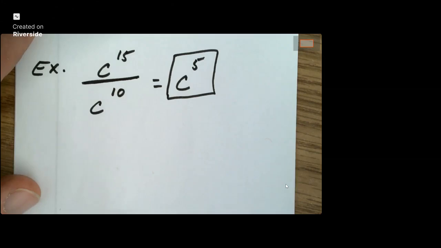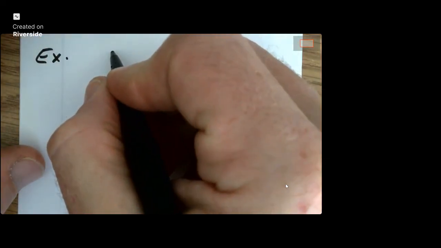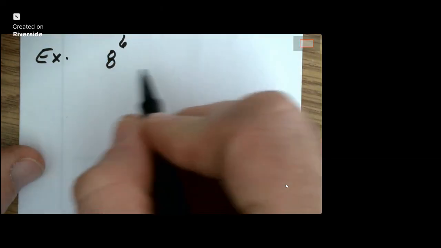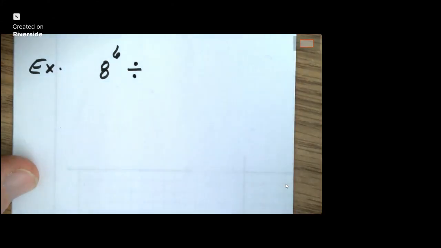And then if someone told us what c was at some point, we could go ahead and substitute that in. But as of right now, that's as far as we can go. We just have a variable expression answer. Let's try another one. How about if we had something even with some numbers in it? What if we had like 8, let's say, to the 6th power divided by, instead of using a fraction this time just to change it up a little bit, I'm going to use an actual division symbol, which means the same thing as a fraction, right?